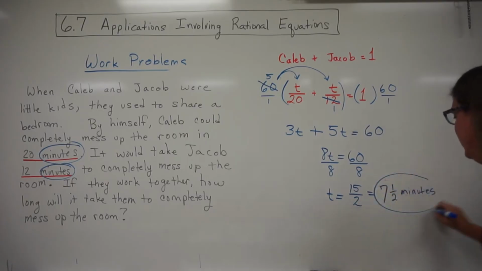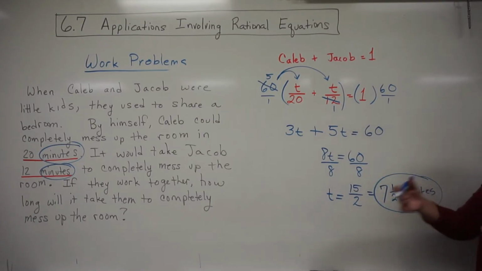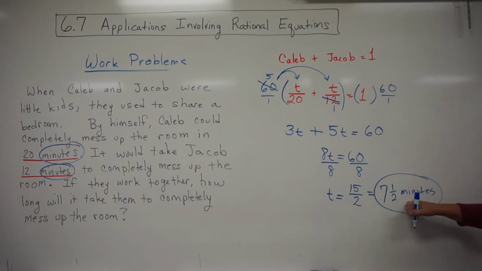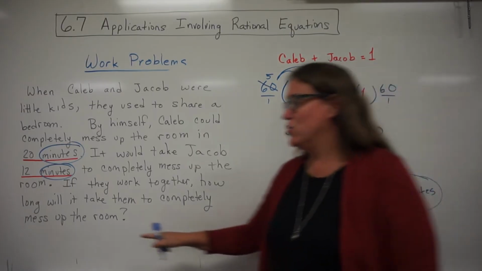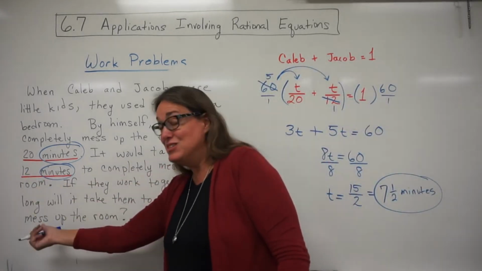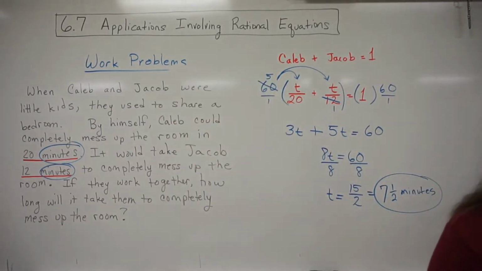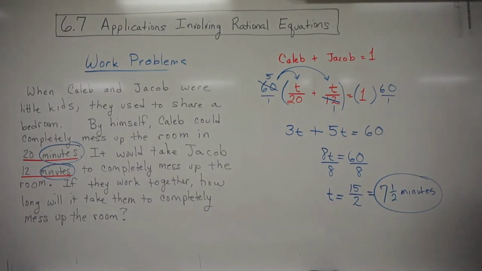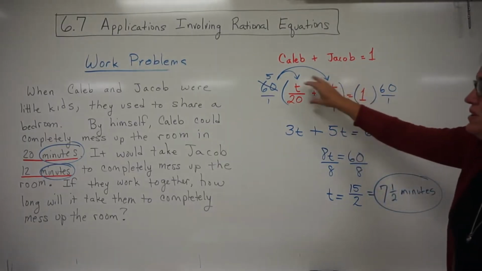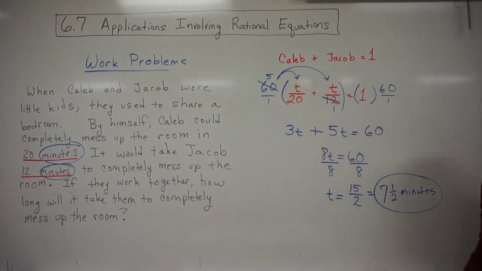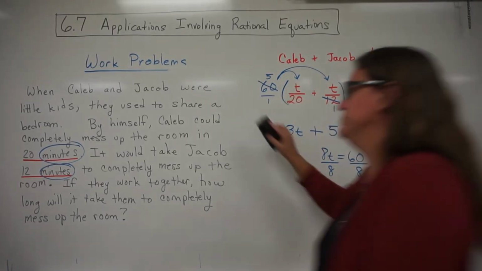So the answer would be, working together, Jacob and Caleb can totally mess up the room in 7.5 minutes. And this answer should meet our expectations, because 7.5 is sort of close to 12, but it's less than 12 because Jacob had help. Okay, so pause if you need to for as long as you need to, but I'm going to start erasing and I'm going to get up another problem for us. The structure is absolutely the same, but the information we're given is kind of different. So it's going to have a slightly different feel to it.